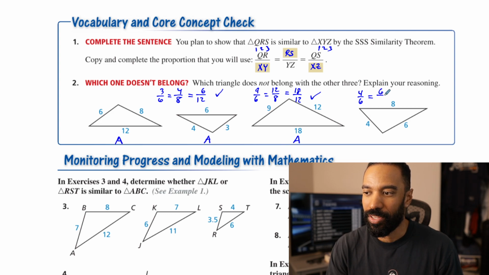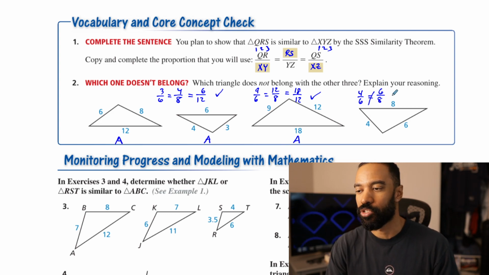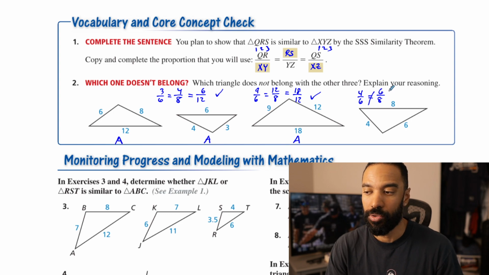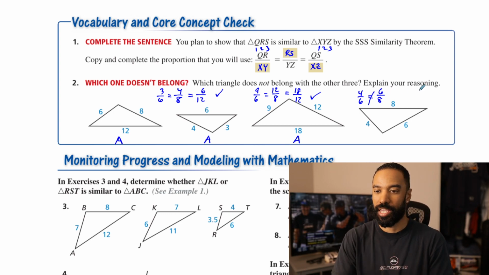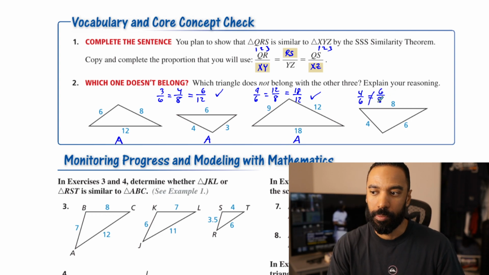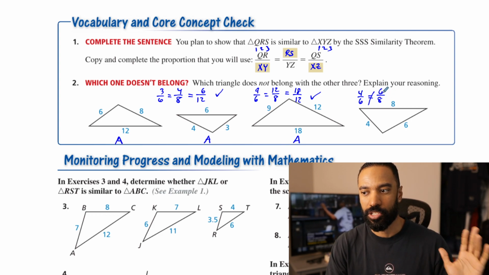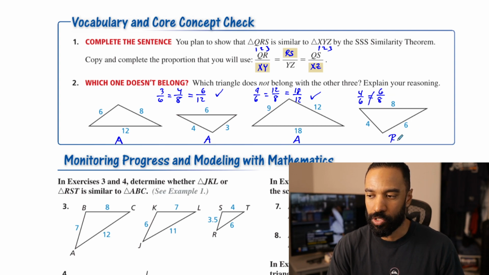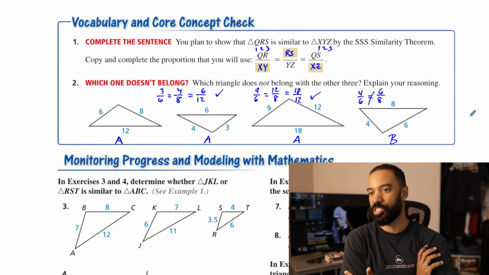6 to 8 is 3/4. That doesn't work, and there's no need for me to test it. Well, actually, let me just say it out loud. 8 to 12 is 2/3 as well, which would match the 4/6. But this one breaks it, and it doesn't show proportionality in that sort of way. So this one's B. My reasoning is in my proportionality.